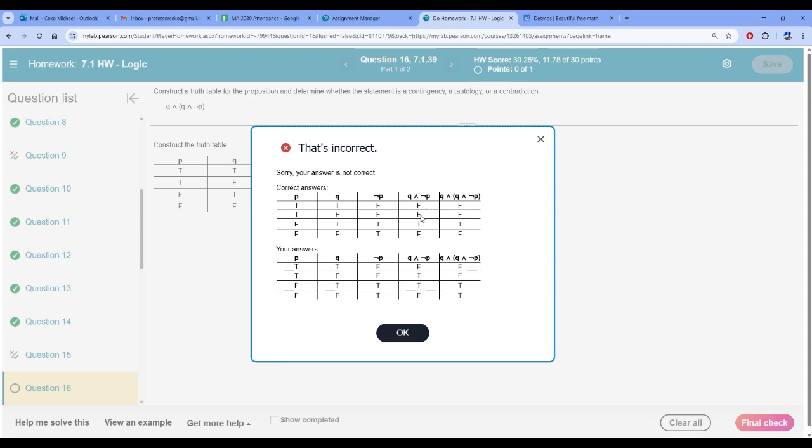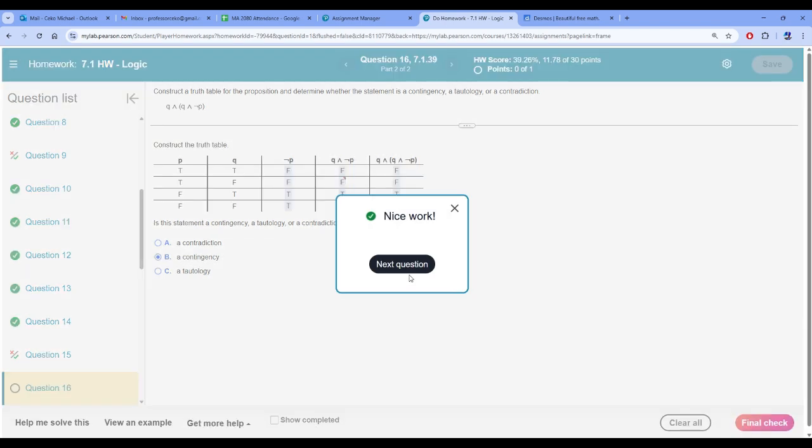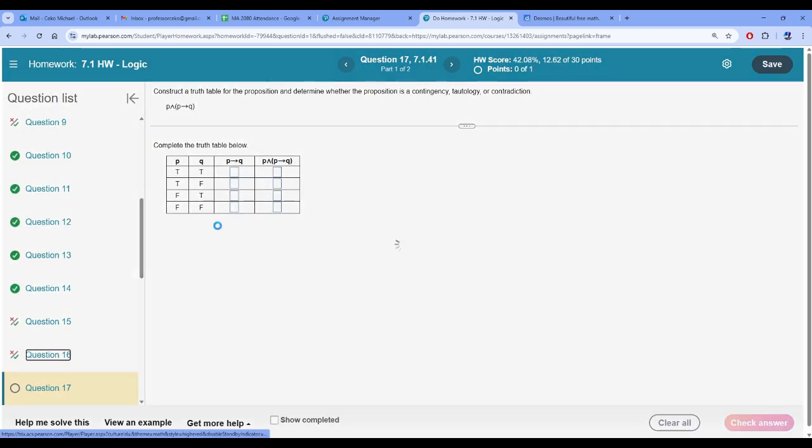Oh, I see that one, because if it's false and false, that implies that it's false. And then false, false. Okay. But then why'd I get this one wrong? Q and not is both true. So this is again a contingency. I think I'm starting to get it. Let me try this again. No, let me go back to that one.